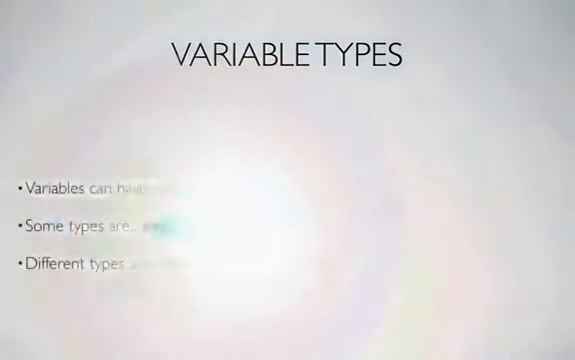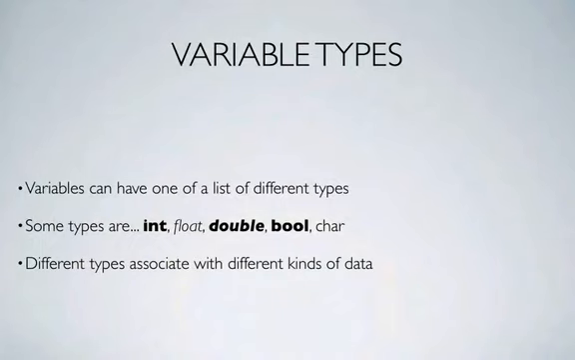There are different variable types depending on what kind of data you need to store in that specific variable. Some examples are int, which stores an integer, float, which can store a floating point decimal, double, which also stores a floating point decimal but is twice as large, and I'll explain what I mean by that in the next slide, bool, which stores true or false or 0 or 1, and char, which stores one character.